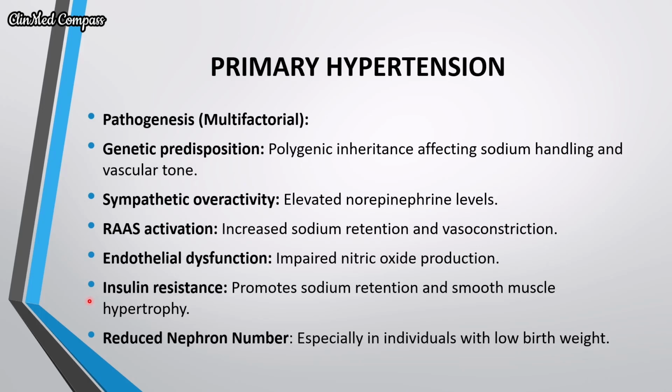Then finally, the reduced nephron number, particularly in people born with a low birth weight. This limits the kidney's ability to handle sodium, predisposing to hypertension. All these contribute to the gradual rise in blood pressure seen in primary hypertension.